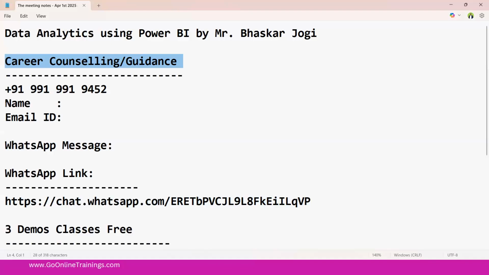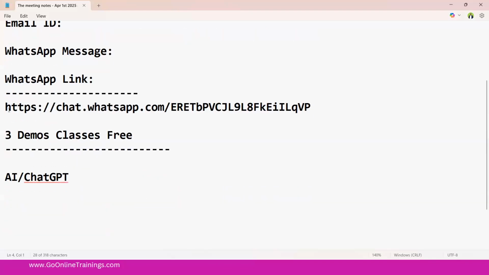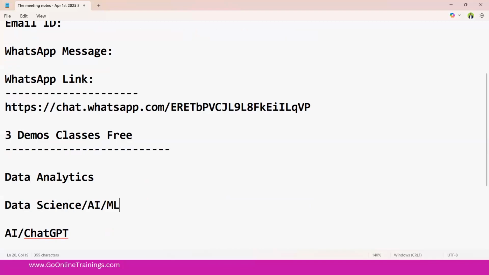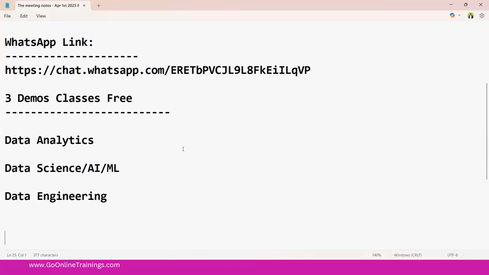Now, as I discussed, we are going to have three demo classes, and these are completely free. Today, tomorrow, and the day after tomorrow, we will have three demo classes. I'm going to discuss what is data analytics, what is data engineering, and what is data science, also called artificial intelligence or machine learning. The third one everybody is talking about today is data engineering. So these are the three things I'm going to talk about.